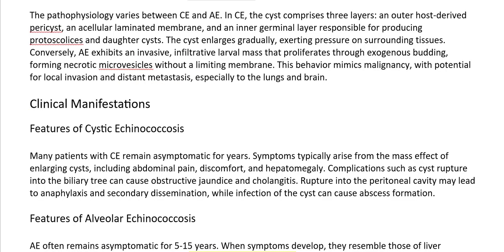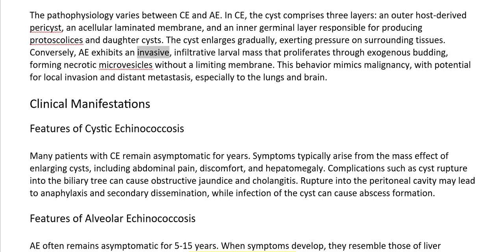Pathophysiology and disease mechanisms. The pathophysiology varies between CE and AE. In CE, the cyst comprises three layers: an outer host-derived pericyst, an acellular laminated membrane, and an inner germinal layer responsible for producing protoscoleces and daughter cysts. The cyst enlarges gradually, exerting pressure on surrounding tissues.